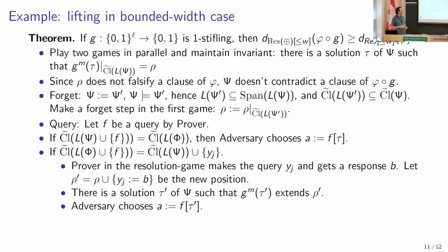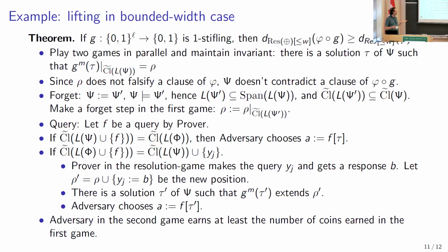So tau prime will be a solution of the system when we add the new equation. And the point is that each time the adversary earns a coin in the first game, the adversary earns a coin in the second game as well. And here we use that the amortized closure is increased exactly by 1. Okay, and this is the whole proof.